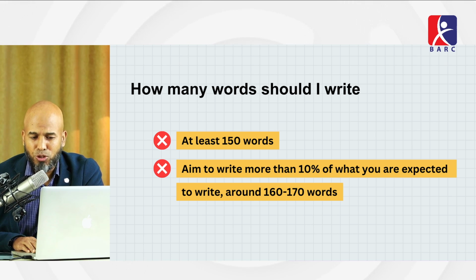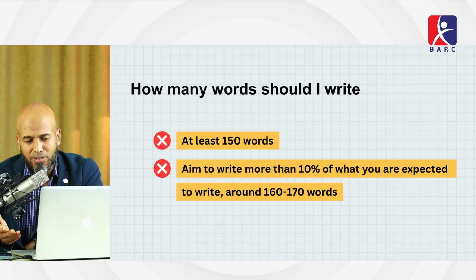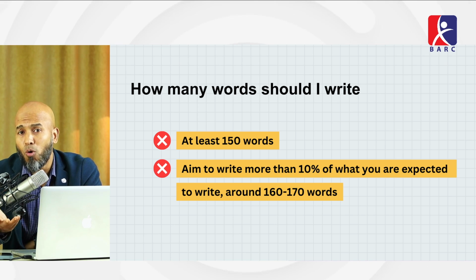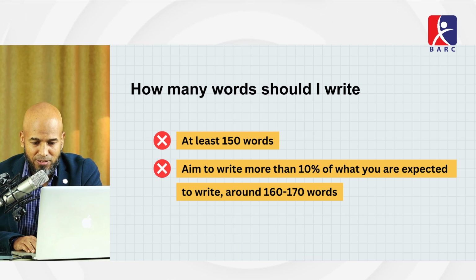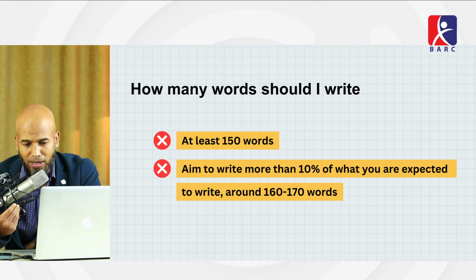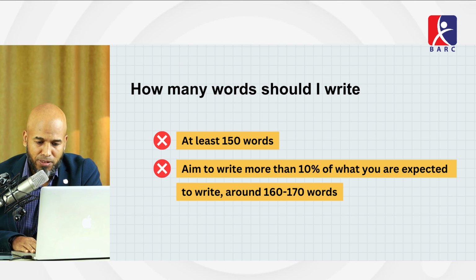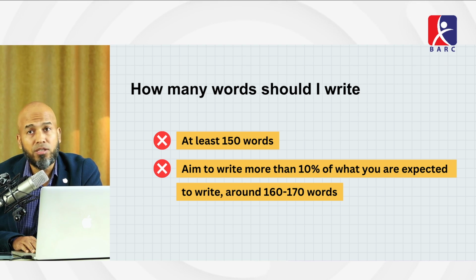You won't have time to count. Yes, of course, you don't have the time. You don't have any time to count all those words in the exam. Therefore, I suggest that you aim to write about 10% more than 150. 10% more of what you were expected to write. So in other words, aim to write around 160 to 170 words for task 1.